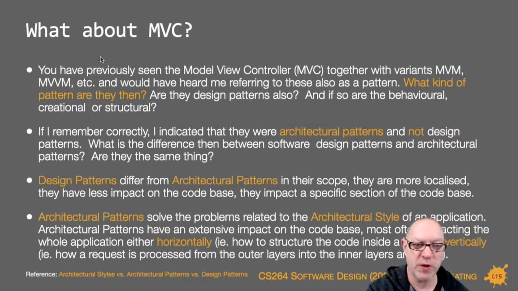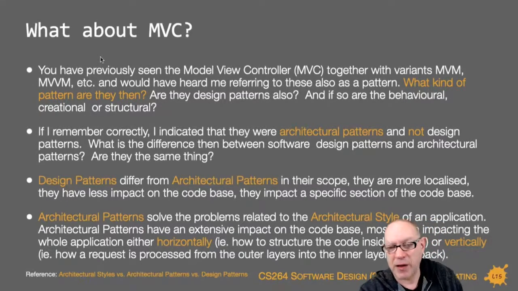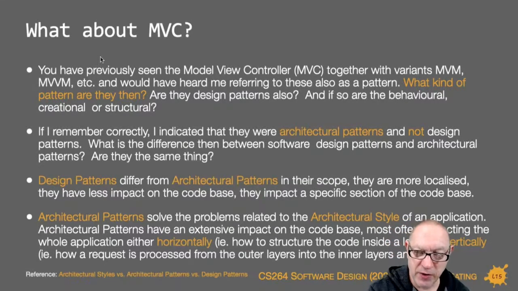So what's the difference then between a software design pattern and an architectural pattern? And is it just another way of saying the same thing? Well, actually, they differ. Design patterns differ from architectural patterns in their scope. They're much more localized, with less impact on the code base, affecting a specific section of it. The architectural patterns solve the problems related to the architectural style of the application. So are we building a standalone application that we distribute? Are we building a web-based accessible program? Are we building a plugin? These are the bigger architectural styles, and then we have patterns that help with the realization of those styles.